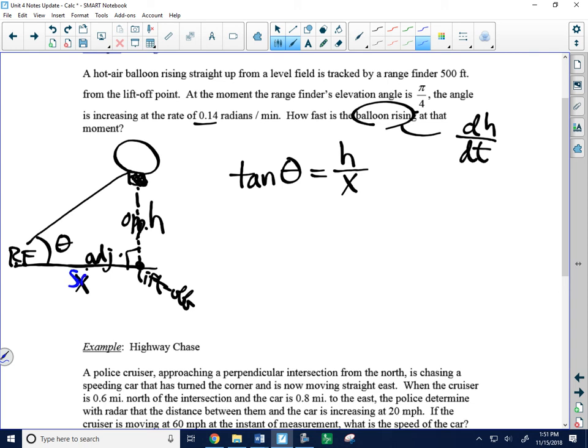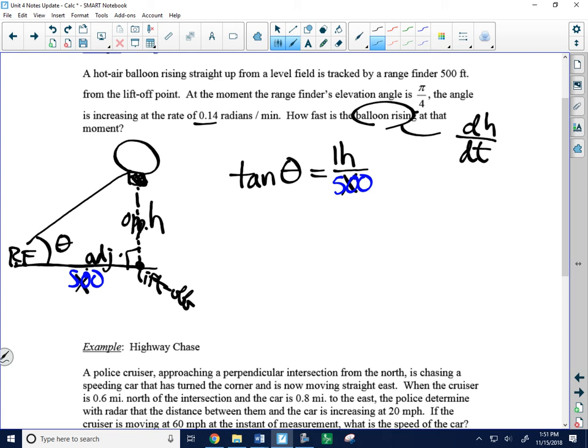The 500 is not changing, right? The balloon's going straight up. They gave us the range right at 500 feet along there. That is not changing, so I am allowed to plug it in. I shy away from this, but I'm a little short on time, so I'd rather just plug it in. I can show you both ways, but that's what I'd go with.